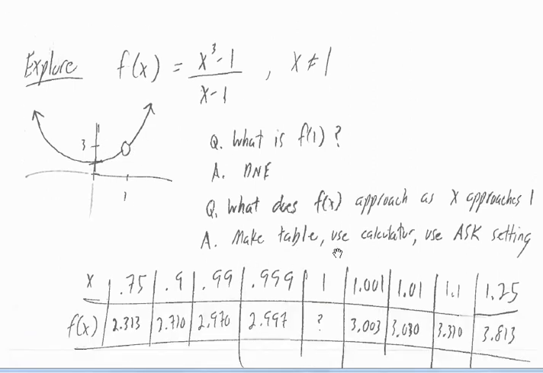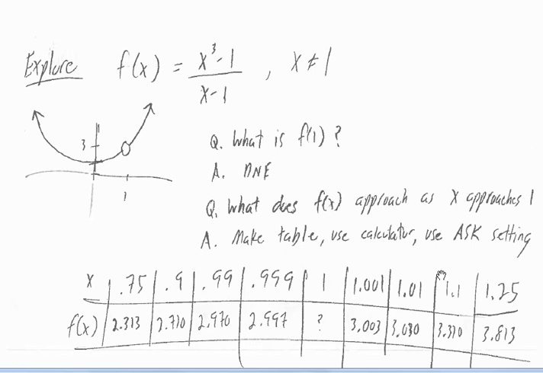We can make a table, and we use the calculator with the ask setting, and we can plug in some values, 0.75, 0.9, 0.99, 0.999. And as we do that, we notice that those y values, 2.313, 2.710, 2.970, 2.997, wow, that's getting pretty close to 3, it looks like. And then let's say, all right, that's sort of as we're inching along this way. Well, what about if we inch along from the other side? What if we march along like this?